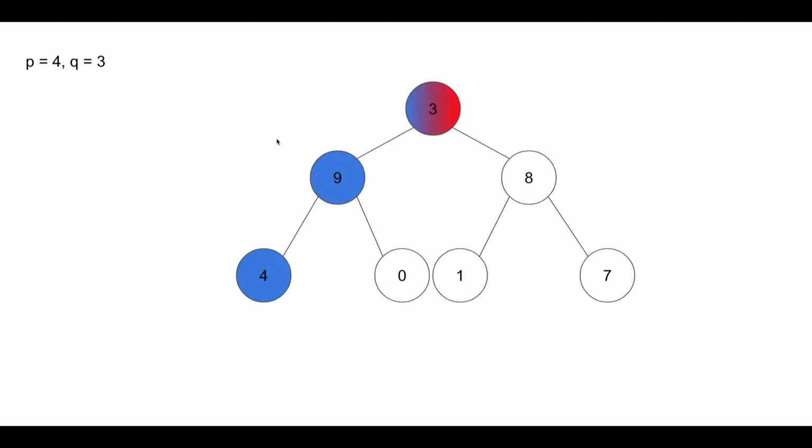Now, if we have a case where P is 4 and Q is 3, we run into the case where a node can be a descendant of itself, and in this case, we would just walk up until we have 3 as our lowest common ancestor.